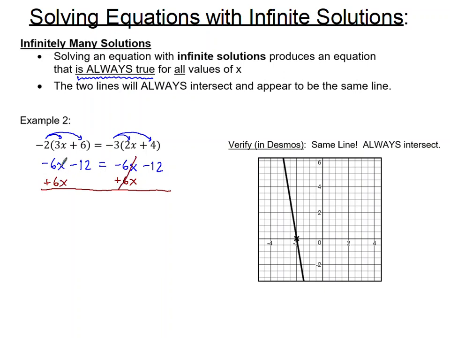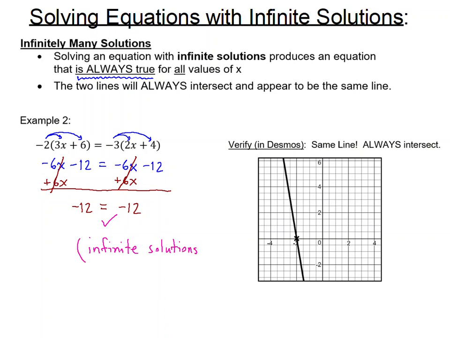But look, again, these terms would cancel away because that also makes 0. I'm left with a negative 12. I'm left with my equal sign, and I'm left with a negative 12. Well, this time, all of my variables went away, but this time, my numbers were exactly the same. Negative 12 does equal negative 12. So because this is a true equation, we have infinite solutions. We write the words infinite solutions.